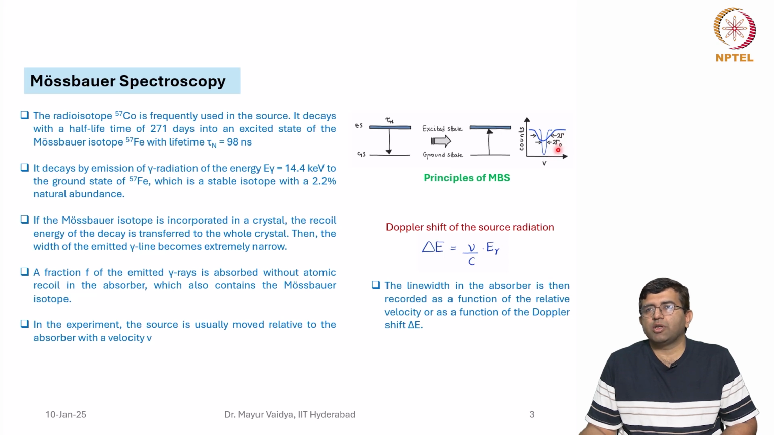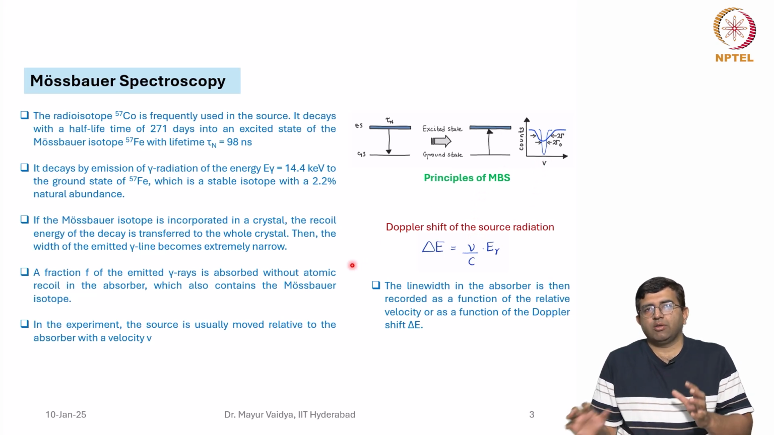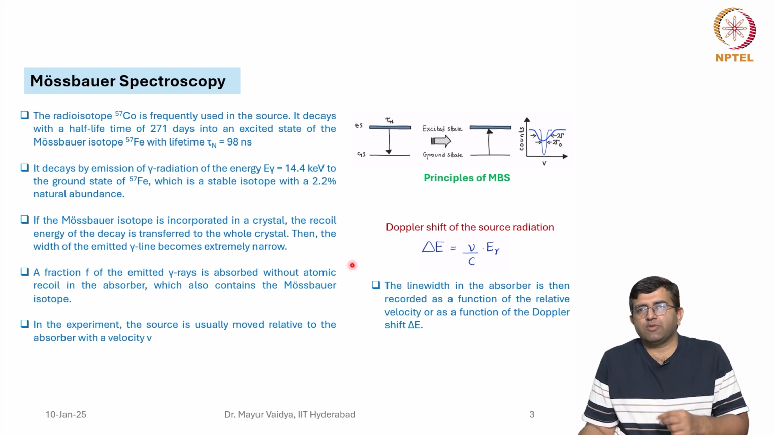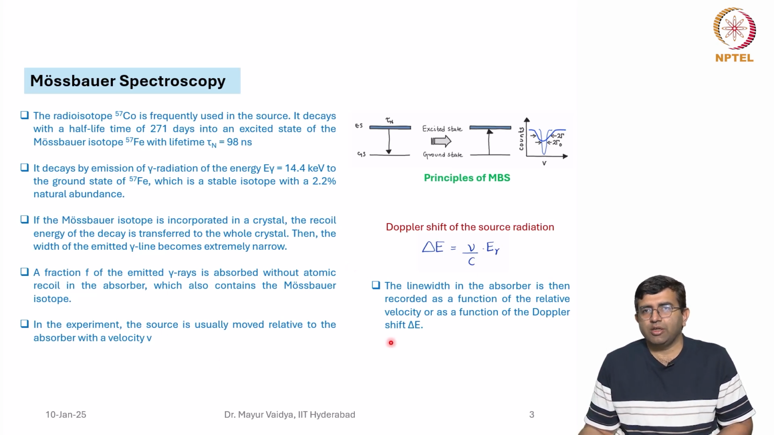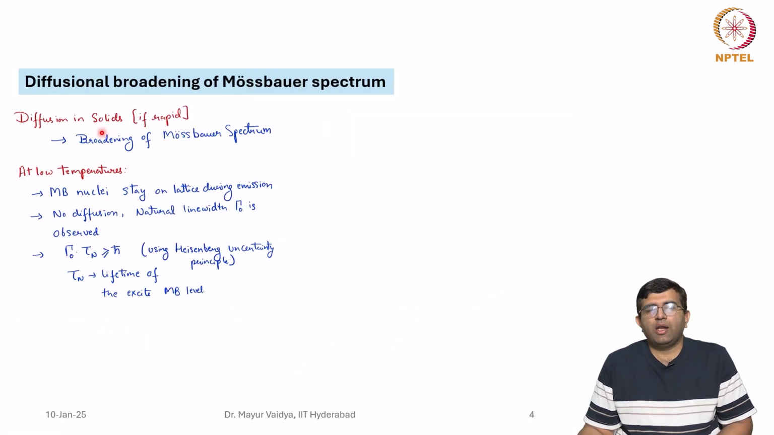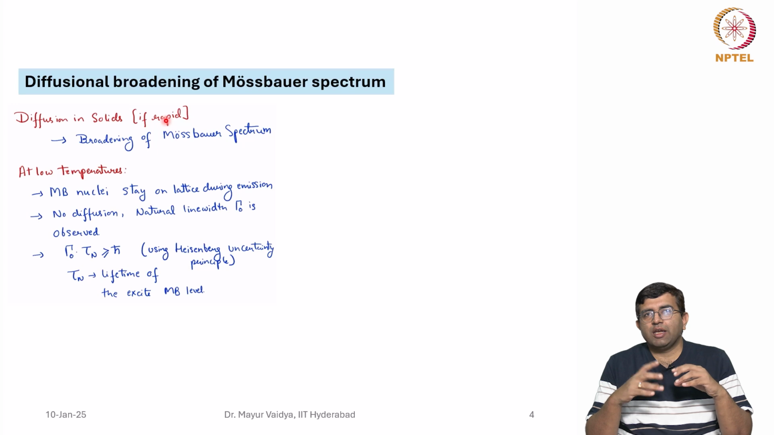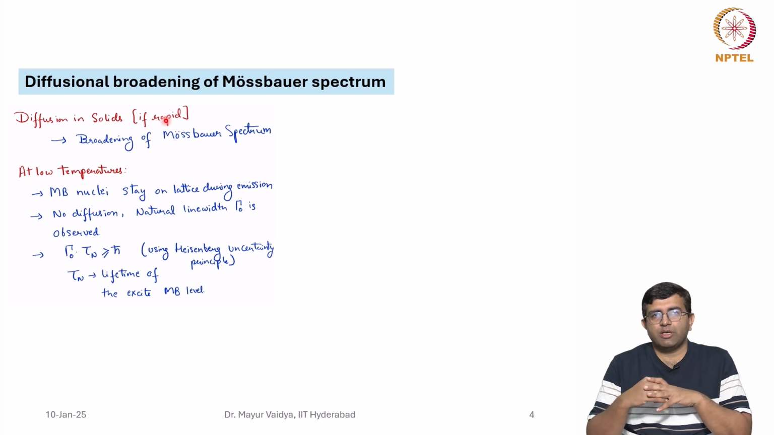So, this gamma naught you see is the initial line width, which is quite narrow when, let us say, no diffusion is happening, and what is the origin of this line width is what is explained here. Now, when the diffusion in solids is rapid, remember, it leads to the broadening of the Mössbauer spectrum.